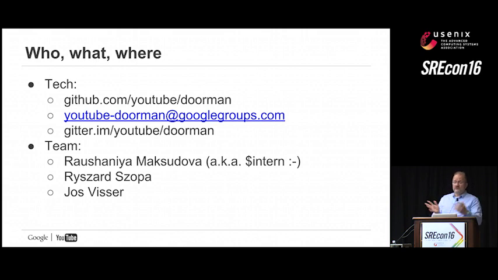So on the GitHubs, not on the Google Doorman, but on the YouTube Doorman, we have all the trappings of a decent open source project, like the mailing lists and the getters and the this and the other thing. Team consists of Raushanya Maksudova, the dollar intern, now at Google in Sydney, Richard Zopa, who is back in Poland, and myself, currently in Cambridge, Massachusetts.